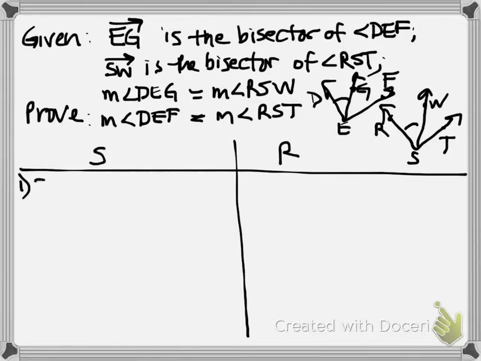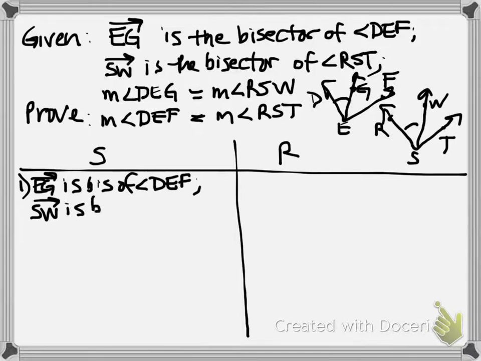So for the given, you can write all the givens at one time, or you can also split the givens up, so deal with one given at a time, and once you've done everything you can with that given, add in the next given and continue on. So I'm going to demonstrate that in this proof.